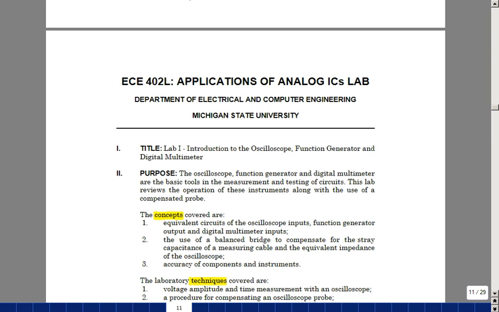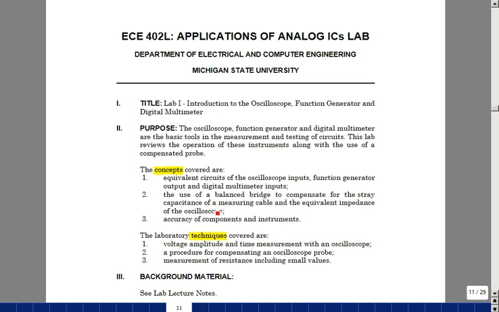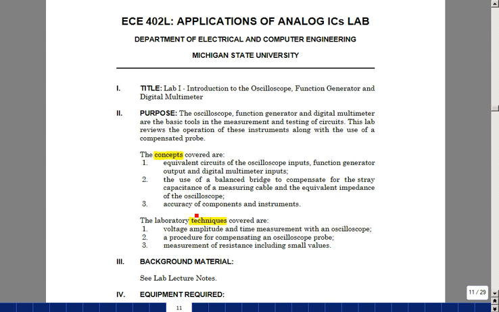This particular lab has two things: concepts covered and laboratory techniques. What we just talked about and we'll look at in this lab is a review of the oscilloscope, the function generator, and the digital multimeter. We looked at here, and we'll look at in the lab, equivalent circuits of the oscilloscope inputs, the function generator, and the digital multimeter. We also looked at using a balanced bridge to compensate for stray capacitance of our measuring cable and our equivalent input of the oscilloscope. Then lastly, the concept of accuracy of our components and instruments was reviewed.